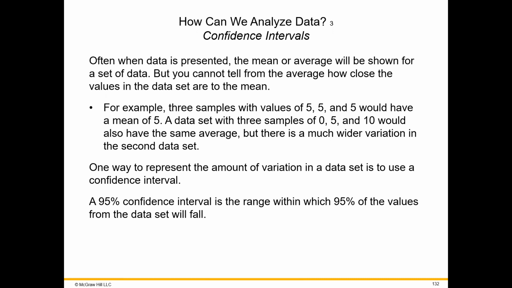What are confidence intervals? Well, often when data is presented, the mean or average will be shown for a set of data, but you cannot tell from the average how close the values in this data set are to the mean, okay? So this is a great example to understand confidence intervals. There are 3 samples with values of 5, 5, and 5. And so that would have a mean of 5. A data set with 3 samples of 0, 5, and 10 would also have the same average, but there is a much wider variation in the second data set, right?